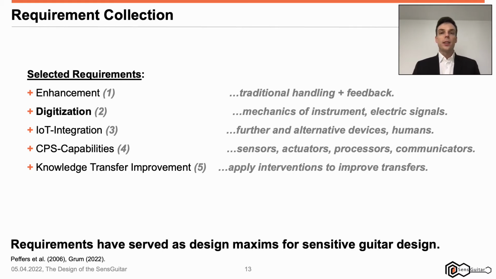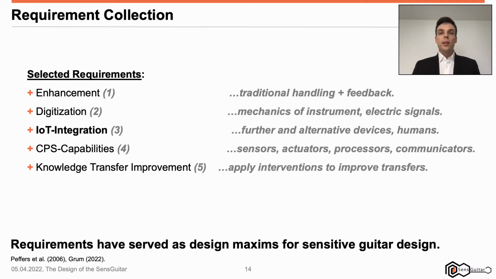Second, digitization. The mechanics of a stringed musical instrument need to be digitized so that a digital twin is created. Analog electric signals need to be transformed to digital signals so that these can be processed by computers embedded at the instrument before analogizing them again and routing them through standard output sockets.